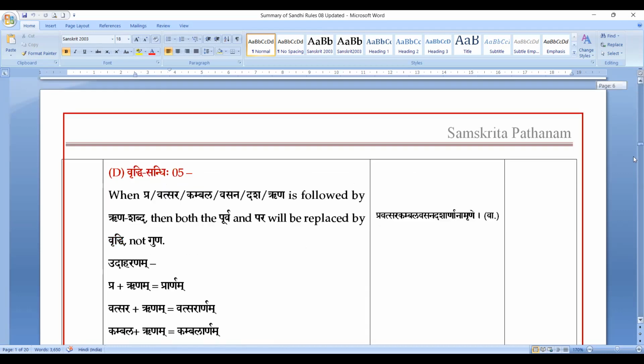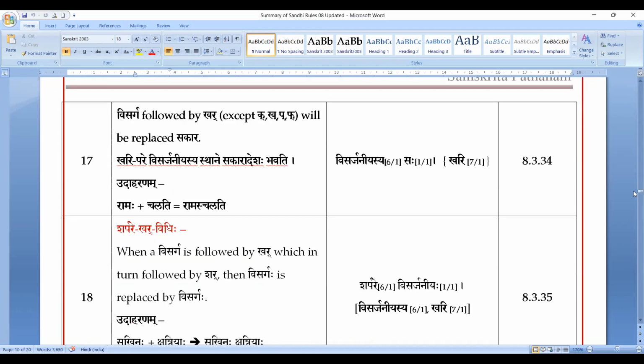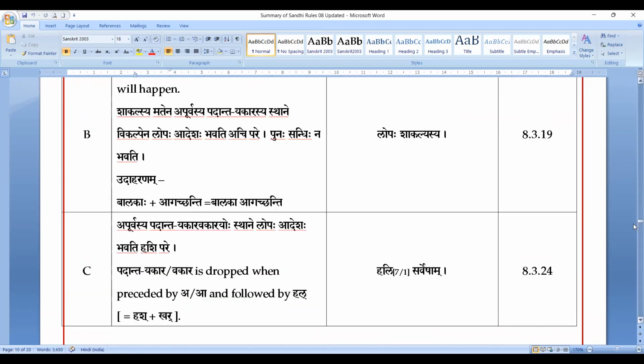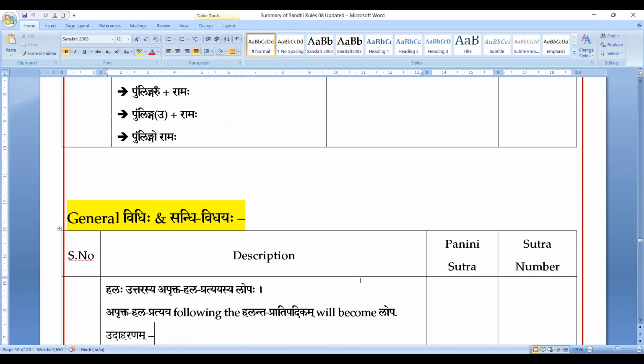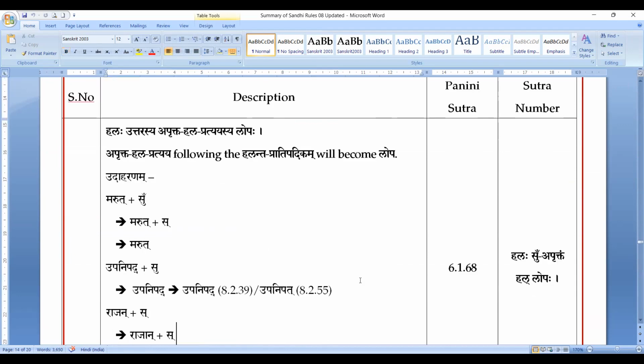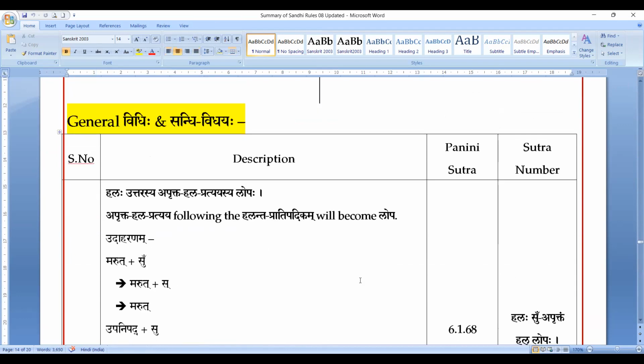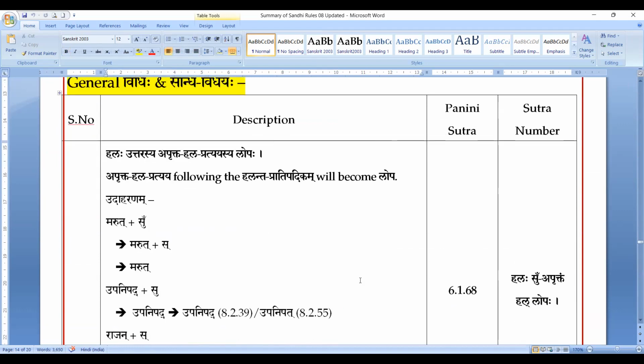So we are seeing Vyanjana Sandhi. Vyanjana Sandhi, in the last class, we saw, I think I told this in the last class, right? This Al-Uttarasya Aprukta Al-Pratyasya Lopaha. Even though this is not a Sandhi, I think I taught you this, right?